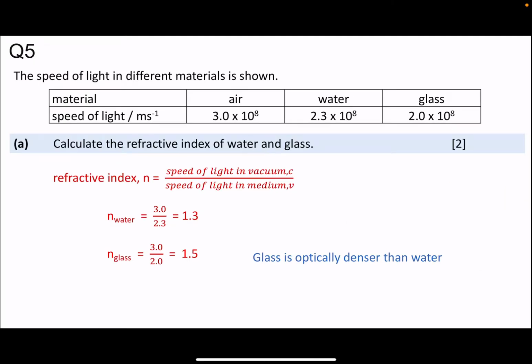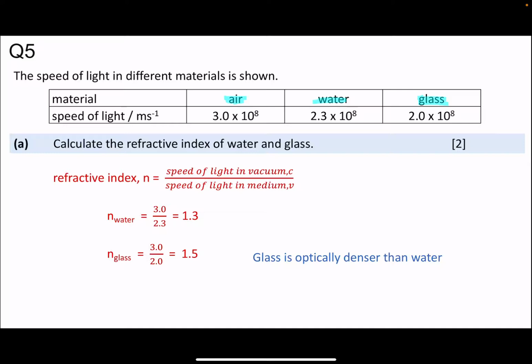Let's look at question 5. The speed of light in different media or different materials is shown. So in air, water, and glass. Alright, calculate the refractive index of water and glass.